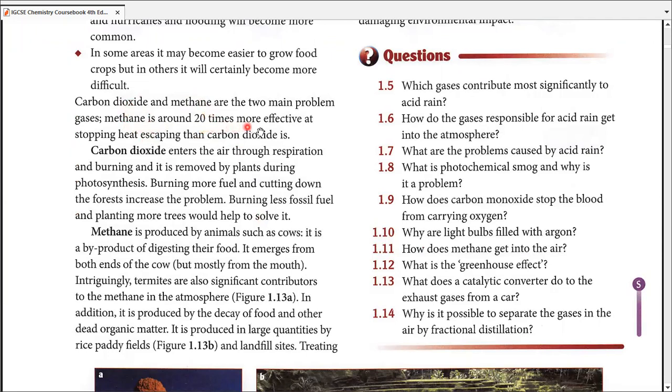नाउ मेथेन इज 20 टाइम्स मोर इफेक्टिव एट स्टॉपिंग हीट एस्केपिंग देन कार्बन डाइऑक्साइड इज. कार्बन डाइऑक्साइड तो हम भी रेस्पिरेशन के थ्रू एक्सहेल कर रहे हैं, प्लांट्स उन्हें इनहेल करते हैं फॉर फोटोसिंथेसिस, लेकिन चूंकि हम बर्न कर रहे हैं ज्यादा से ज्यादा फ्यूल और कट डाउन कर रहे हैं फॉरेस्ट को, हम जब तक फर्दर मोर ट्रीज प्लांट नहीं करेंगे ये हेल्प नहीं करेगा. ठीक है, लेकिन हमें सिर्फ ट्रीज प्लांट करने से कुछ नहीं होगा, हमें फॉसिल फ्यूल कंजम्पशन भी कम करनी पड़ेगी. ठीक.